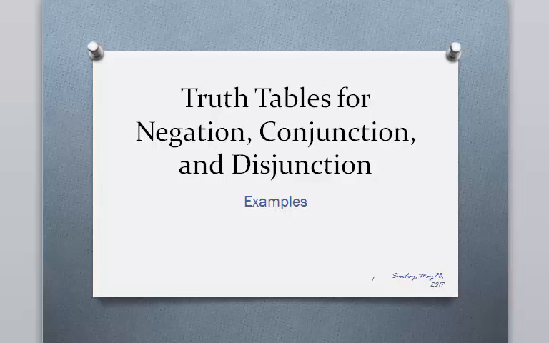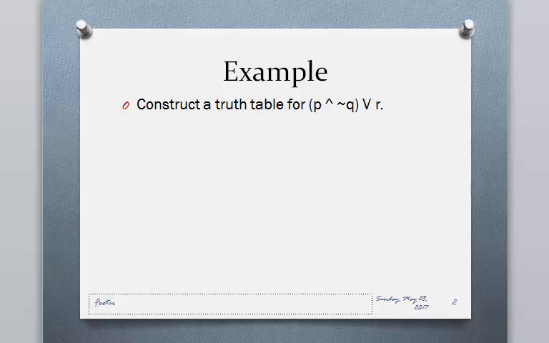We'll now look at some examples for truth tables. Our first example asks us to construct a truth table for P and not Q, in parentheses, or R. Keep in mind that on this particular problem we have 3 events. When a compound statement consists of 3 simple statements, there are 8 different true-false possibilities.